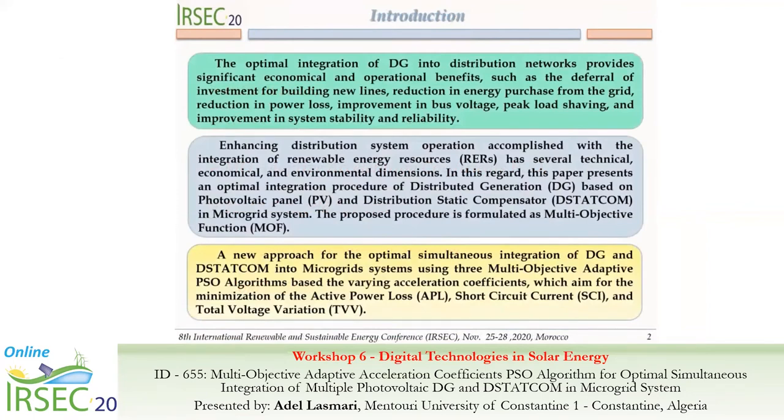Introduction. The optimal integration of DG into the distribution network provides significant economic and operational benefits, such as the reduction in power loss and improvement in system stability and reliability. This paper presents an optimal integration of PVDG and DSTATCOM into the microgrid system using an adaptive PSO algorithm based on the varying acceleration coefficient for the minimization of active power loss, short circuit current, and total voltage variation.